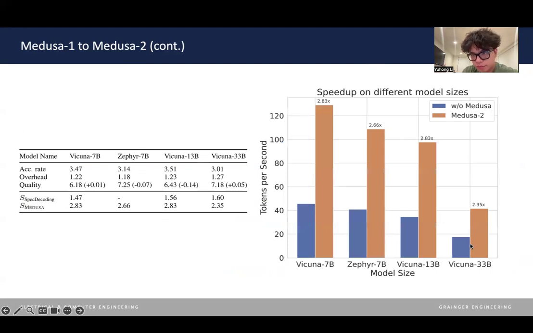So basically the results for Zephyr 7B and Vicuna 33B, these two are the ones we don't have the recipe for, so we just use that way, and it seems like this can have a slightly lower acceleration rate compared to the ones we have the recipe for, right? But they still have a significant improvement in acceleration or speedup compared to the original model.